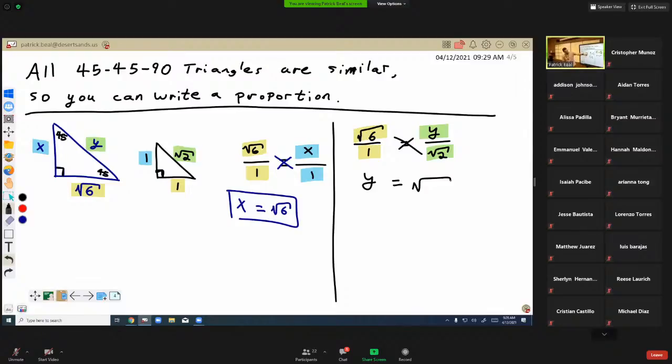For this, all you need to do is remember the square root of 6 times the square root of 2. All you need to do is multiply the numbers that are on the inside, combine those. So it's going to be 6 times 2 is 12. So it's the square root of 12. Square root of 6 times the square root of 2 would be the square root of 12, which can be simplified.